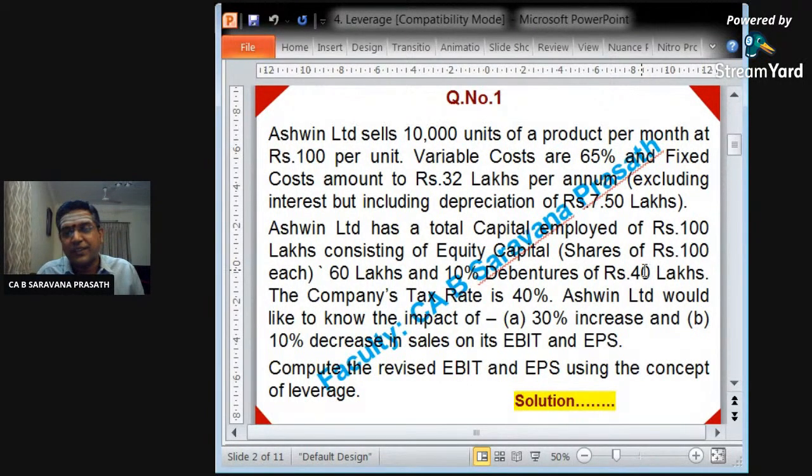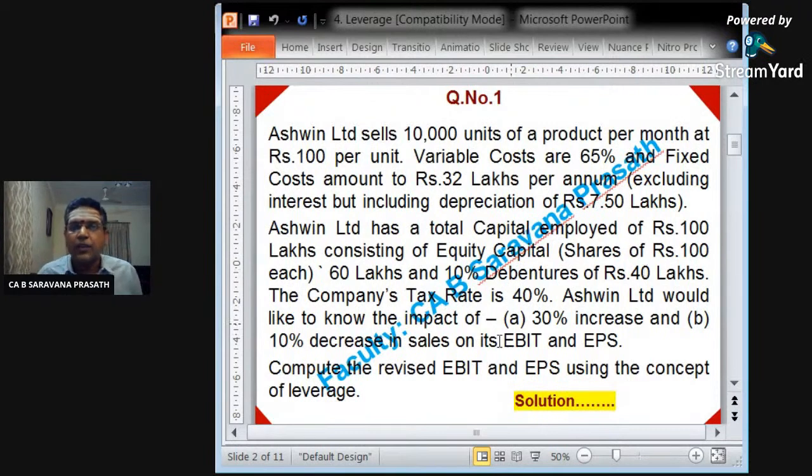Variable costs are 65% of the sales, and the fixed cost amounts to 32 lakhs per annum, excluding interest but including depreciation of 7.5 lakh. Variable costs are 65% on 120, which is 78 lakh. Fixed cost amounts to 32 lakh per annum, excluding interest. Remember, this is fixed operating cost. It does not include the interest component. It always includes the depreciation component, because depreciation is always an operating expenditure, non-cash, but operating expenditure. So 7.5 lakh depreciation is already included in the fixed cost.